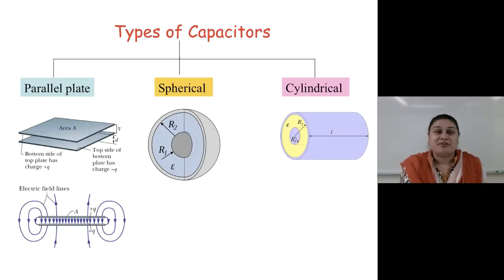The different types of capacitors that are used in general are parallel plate, spherical, and cylindrical capacitors given here. Parallel plate capacitors are two plates separated by a distance. Spherical are two spheres together. Cylindrical are two cylinders together separated by either a material that's placed inside it or they are separated by air.